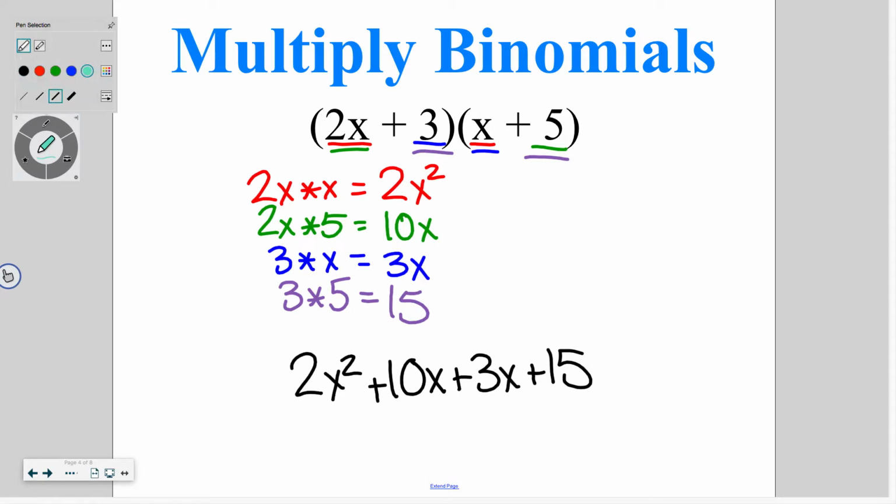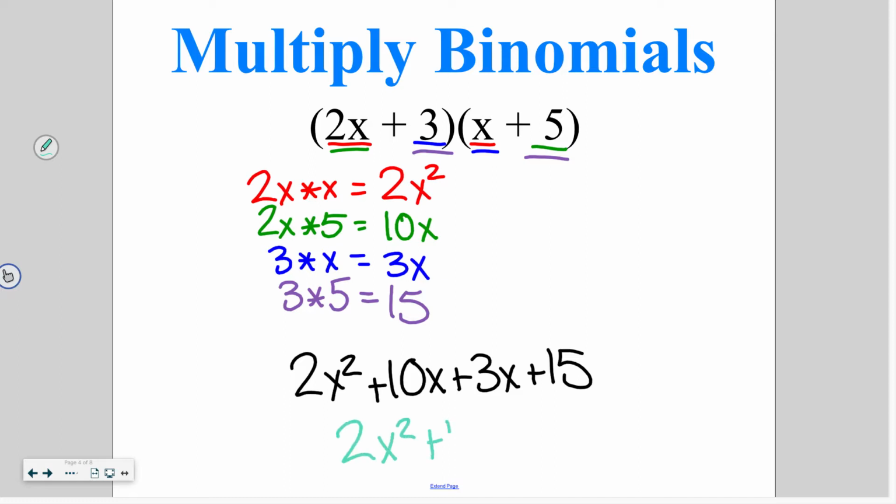Then we want to look to see if there are any like terms to combine. These two middle terms are similar, 10x and 3x. So we're going to go ahead and combine those to give us 2x squared plus 13x plus 5. And that is our final answer.